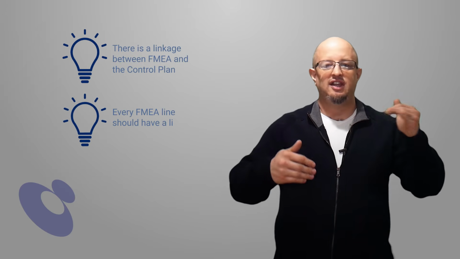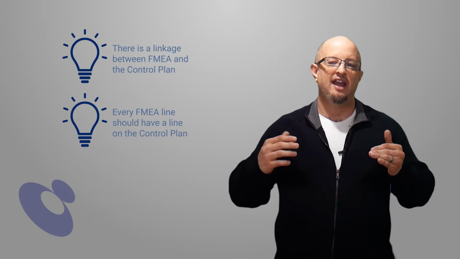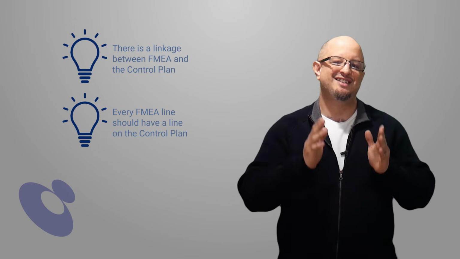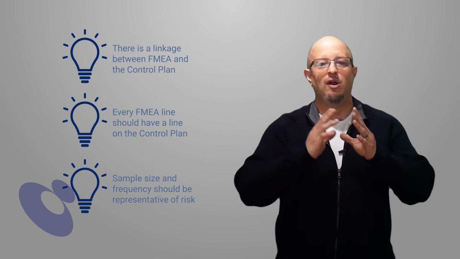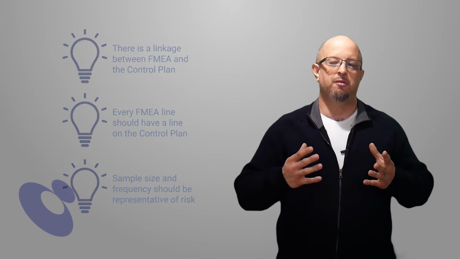So when you go through and you look at linking the FMEA to the control plan, there is a linkage. Every line in the FMEA should have a line in the control plan. And if your control plan isn't working, it's largely due to your sample sizes and your frequencies not being representative of the risks to your actual process. So that's a little bit on FMEA to control plan linkage, 3 things you can do.